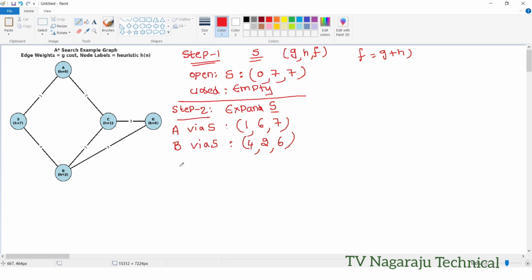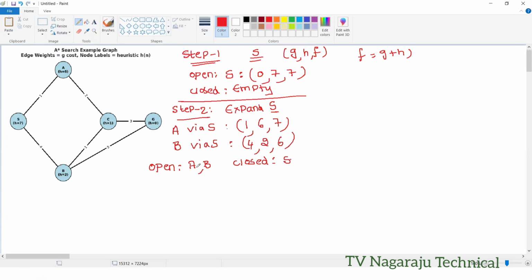So I am expanding S, understand? Now I am updating. Remember, in the algorithm also, first you are expanding, after that check whether that is already present or not. Whenever you are expanding S, now my open consists of A comma B and my closed consists of the node S. Clear?